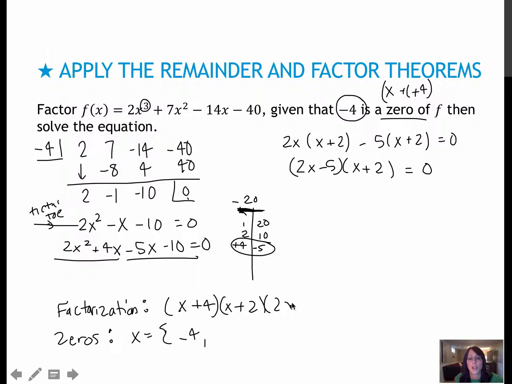Doesn't matter the order that I write it in. My zeros would be when I set this equal to 0, which gave me the -4, when I set this equal to 0, which is 5/2, when I set this equal to 0, which is -2. How many zeros could I have total? Just 3. So in this case, they were all real zeros.